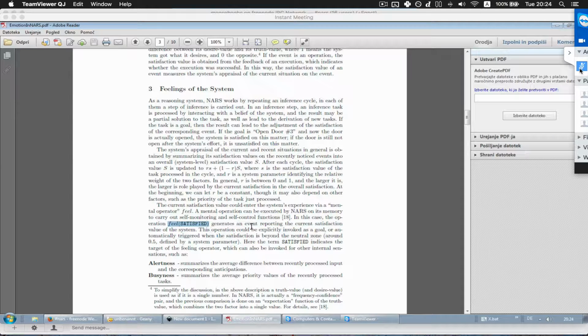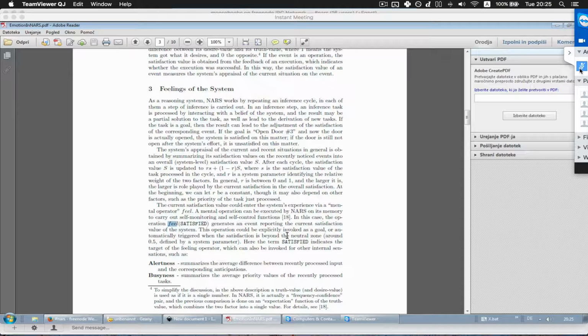Another option is that the system calls an operator, namely feel satisfied, and then it gets a return, a feedback event of the operation, which tells it to which amount it is satisfied. So it's not entirely clear what is the best solution here, to just enter the event when, for example, the satisfaction is above a threshold, or if the system has to actively call an operation in order to get to know about the value.